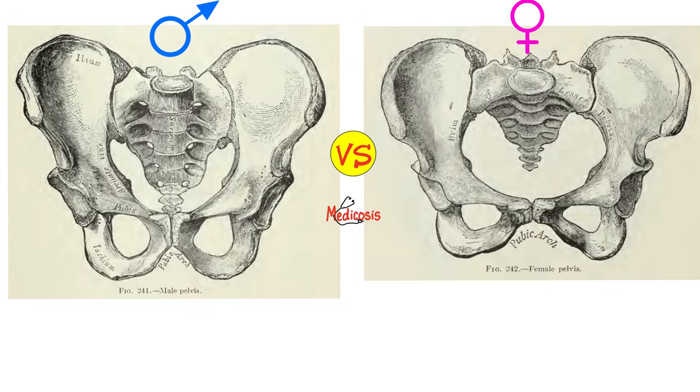If the pelvis looks like our evolutionary ancestors, it's called anthropoid pelvis. And if the pelvis is relatively flat, it's called platypelloid pelvis.